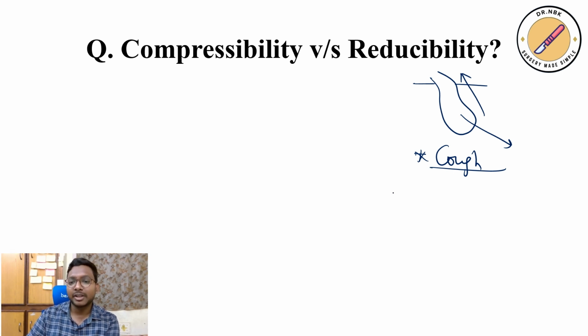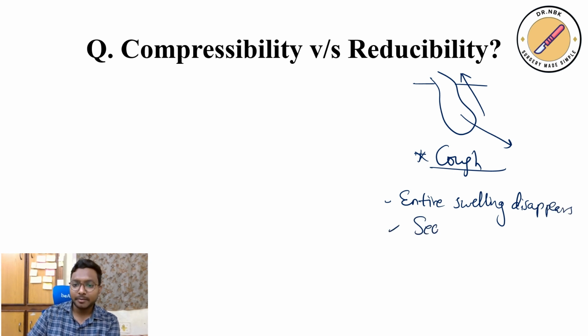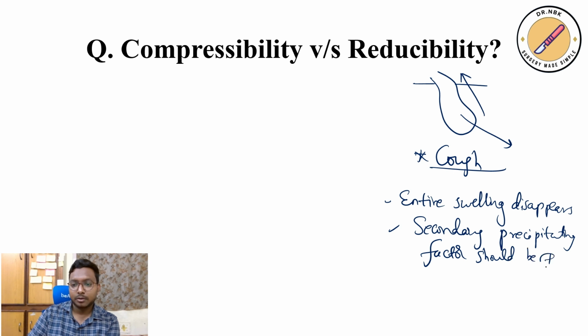So you can differentiate it like this: the entire swelling can be reduced, the entire swelling disappears or decreases in size, and also there should be some secondary precipitating factor present for the swelling to reappear.